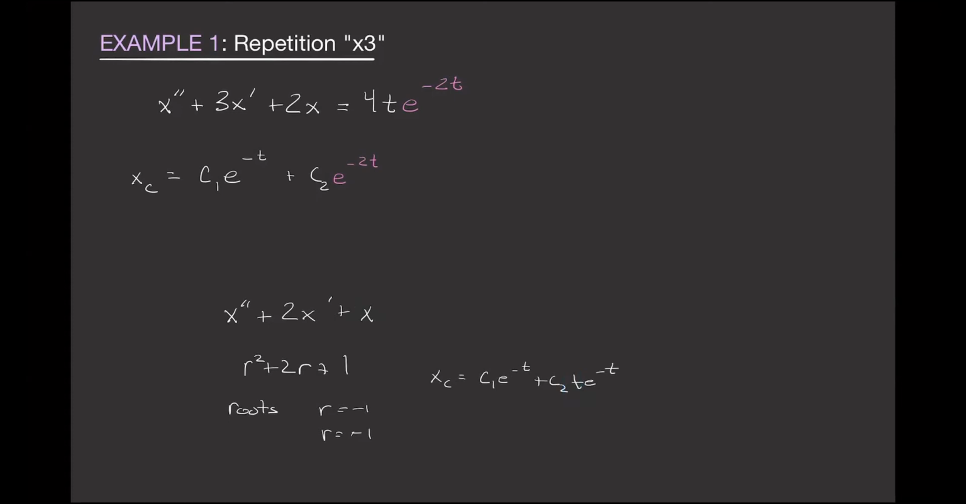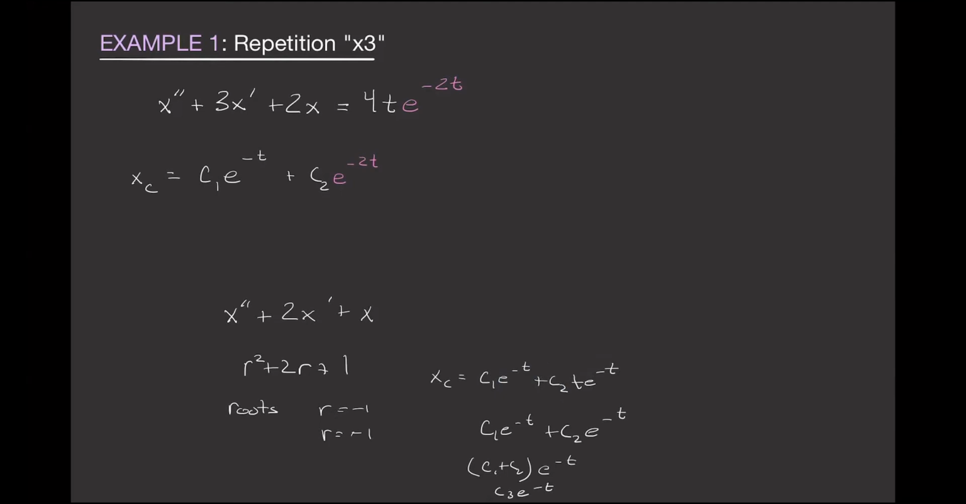Having that t there is in some sense an indication of a repetition. You put that t there so you can get something that's linearly independent from this. If we just put c1 e to the negative t plus c2 e to the negative t, we actually only have one term, because you can just add these two together and you could get c1 plus c2 e to the negative t, call that c3 e to the negative t. So this t makes it so that we get linearly independent terms. This term is now linearly independent from this one.